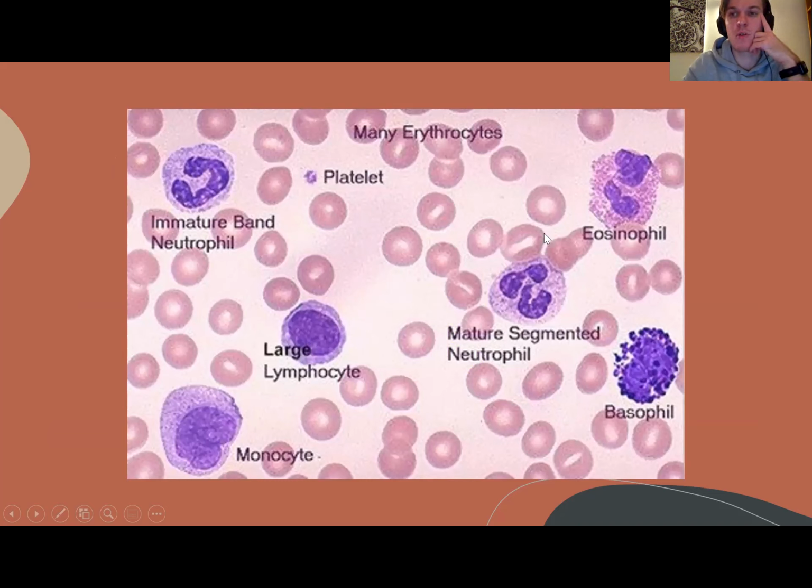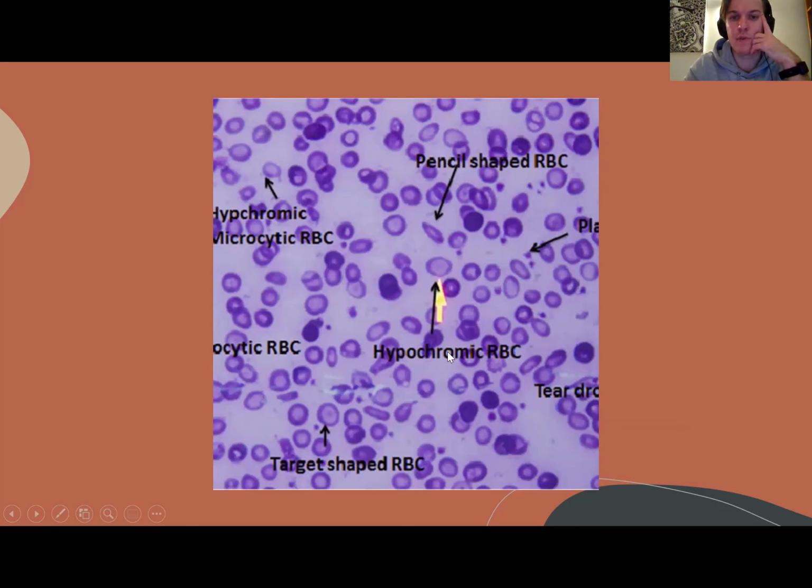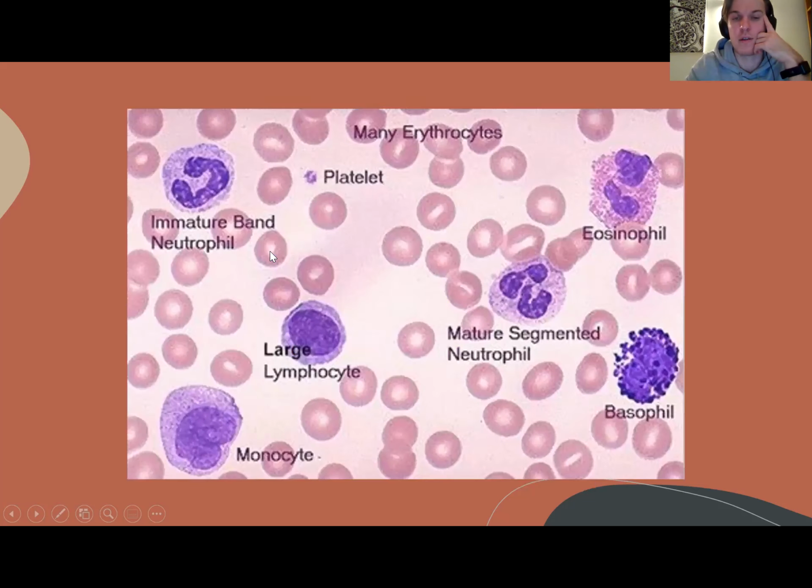If we move on to this blood film, this identifies some of the features of iron deficiency anemia. So that target-shaped cell, you've got a little bit of darkening again in the center. Hypochromic, they look a little bit paler as well. The pencil shape, this is also known as a poikilocyte. And they're microcytic. If you measure the size, these are smaller than these red blood cells.